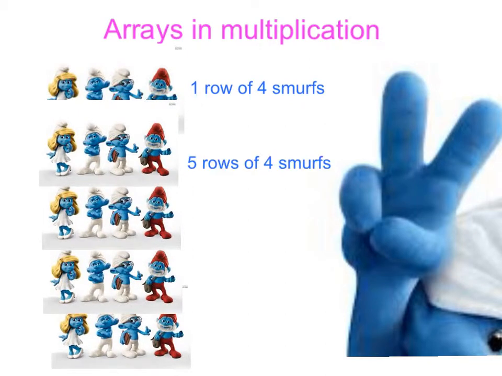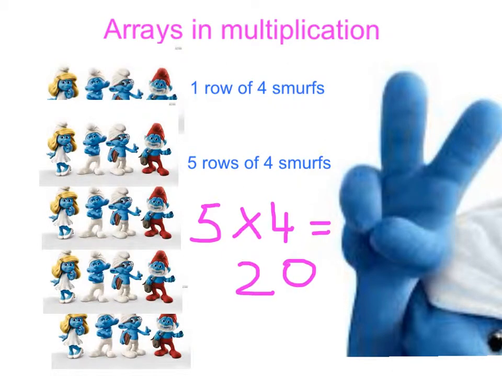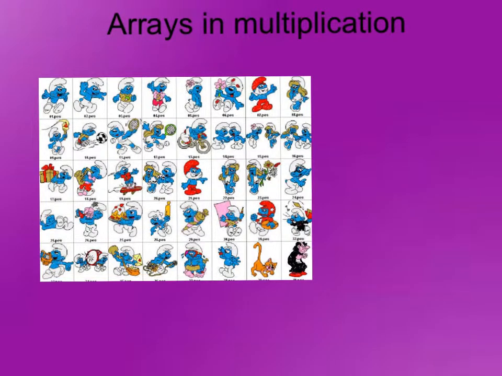I can write this as a multiplication fact. 5 rows of 4 Smurfs is the same as 5 times 4. 5 times 4 equals 20. Wow, check out my array of Smurfs that I have here.